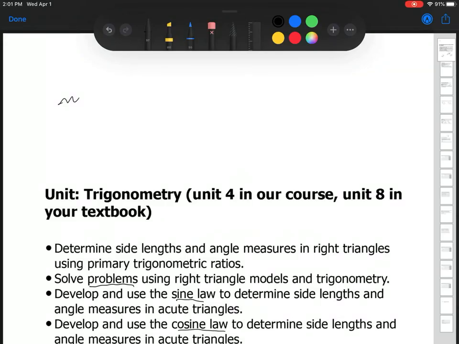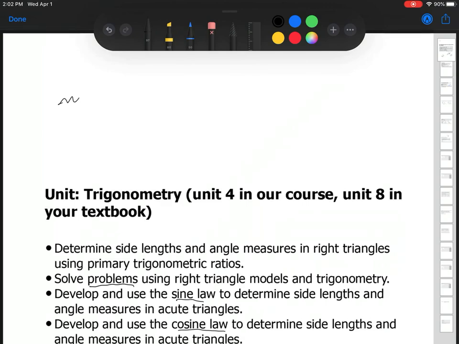Okay, welcome to Unit 4 in our course, Trigonometry, which happens to be Unit 8 in your textbook. Those of you with duotangs would just continue on after the congruence and similarity section of the textbook. So hopefully you worked through that work. If you were not there on the Friday before March break, all the filled in notes are on D2L already.